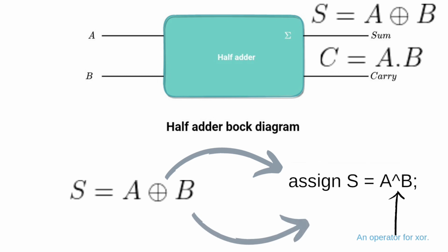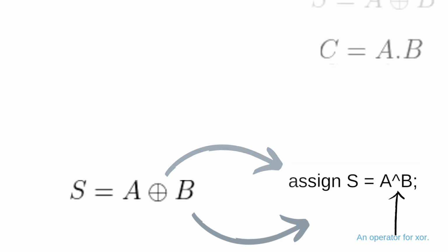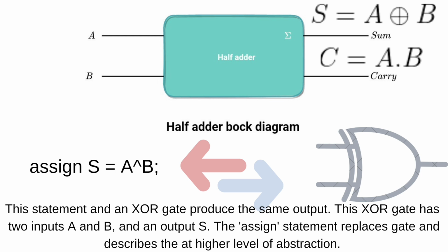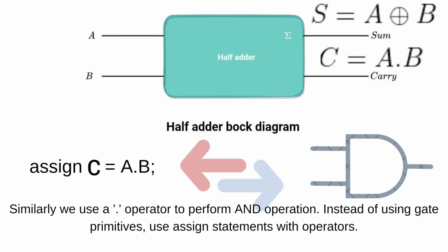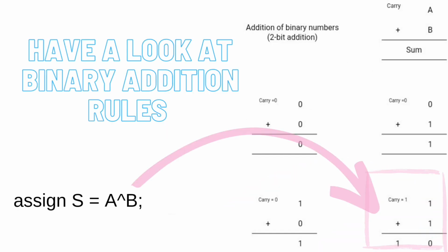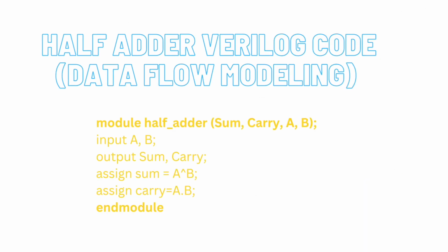For sum output, we use the XOR operator instead of a gate primitive. We can replace this XOR gate with the XOR operator, which is shown in between A and B. So similarly, for carry output, we require a dot operator instead of a gate primitive. It is simple. Have a look at binary addition rules and it produces the same output.